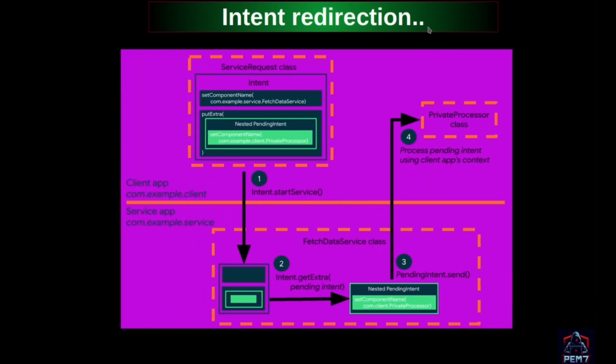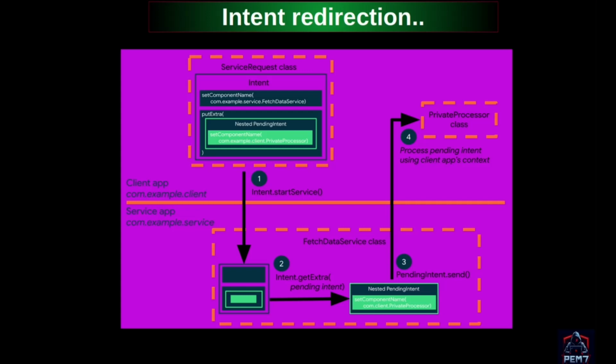Let's consider two applications, one client and the other service. Assume the client is the app you control. At 1, your app creates an intent that invokes an activity in the service app. Within the intent, you add a pending intent object as an extra. This pending intent invokes a private component in your app that's not exported.